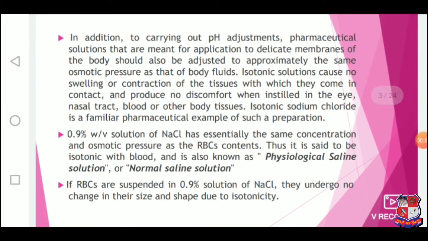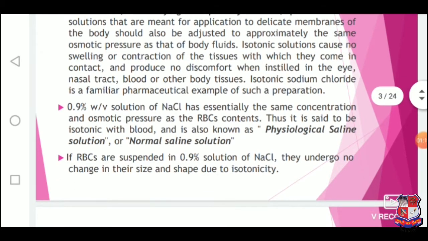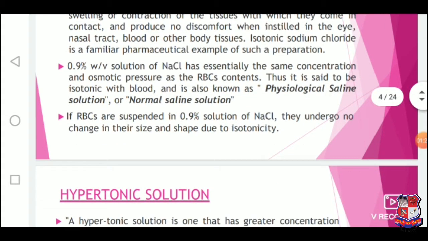So generally, pharmaceutical solutions that are meant for application to delicate membranes of the body should also be adjusted to approximately the same osmotic pressure as that of body fluids. 0.9% weight by volume solution of NaCl has essentially the same concentration and osmotic pressure as that of red blood cell contents. That is, it is said to be isotonic with blood and is also known as physiological saline solution or normal saline solution.